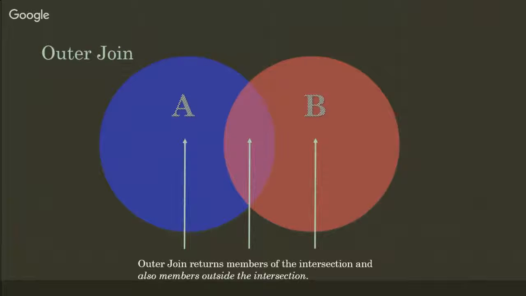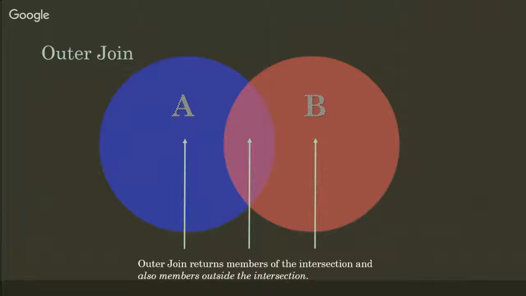The outer join is similar in that you still have that equivalency join criteria, but you're also returning the matching set, plus anything in A that doesn't have a corresponding result in B, or anything in B that doesn't have a corresponding result in A.